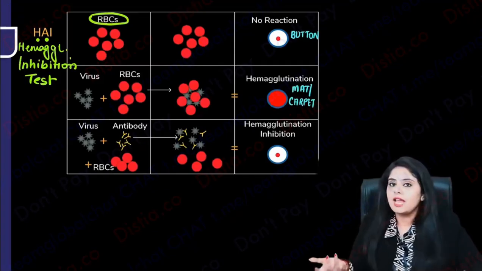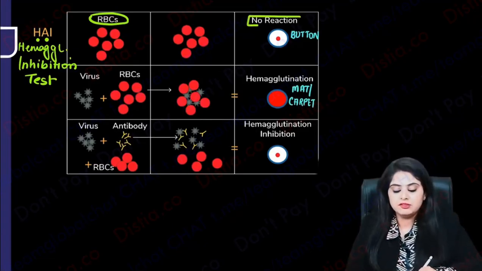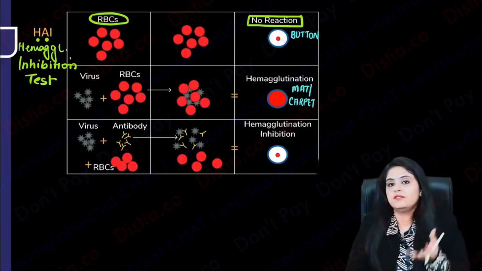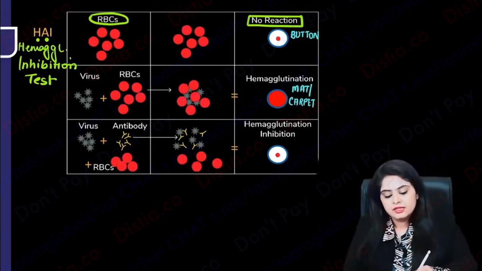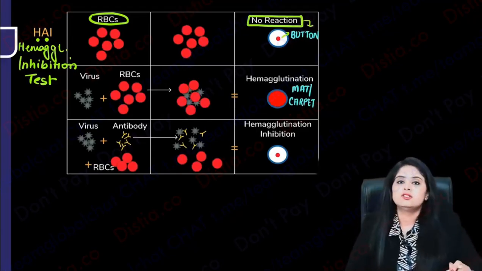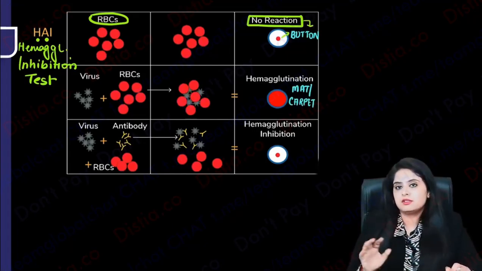You will say, ma'am, nothing will happen. If you have only taken RBCs, after some time, those RBCs will say, I am tired, you are not giving any virus, no antigen, no antibody, what to do? The RBCs, because of their weight, will settle down. They will form a button. Button means no reaction. When no reaction has occurred, those RBCs will sit down at one place, thinking nothing is happening, let me just rest, finished.